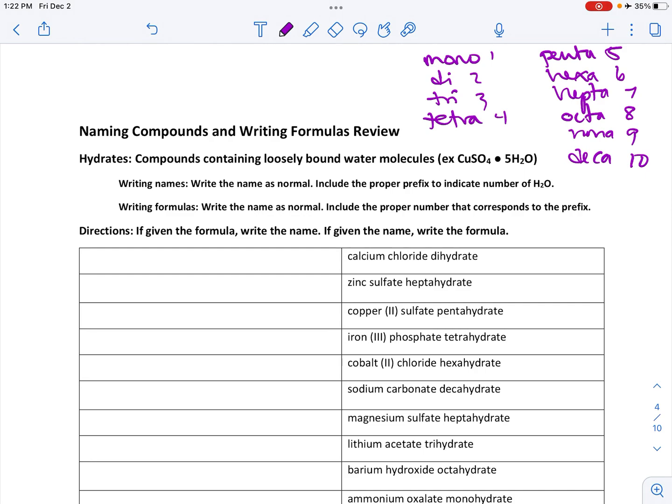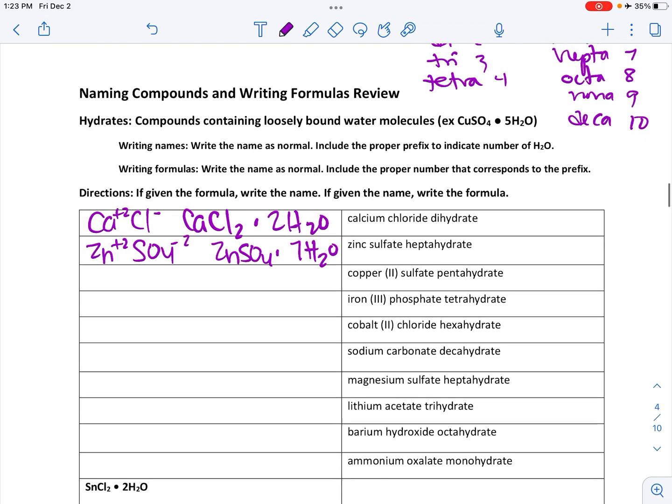All right. So calcium chloride, Ca +2, Cl -1. So we get CaCl2. And then dihydrate would be 2H2O. Zinc sulfate is Zn +2, SO4 -2. So that cancels. So ZnSO4. The dot, hepta would mean 7, H2O.